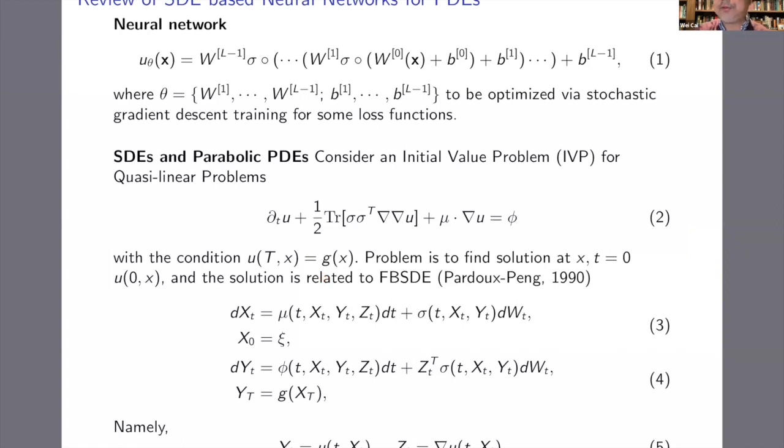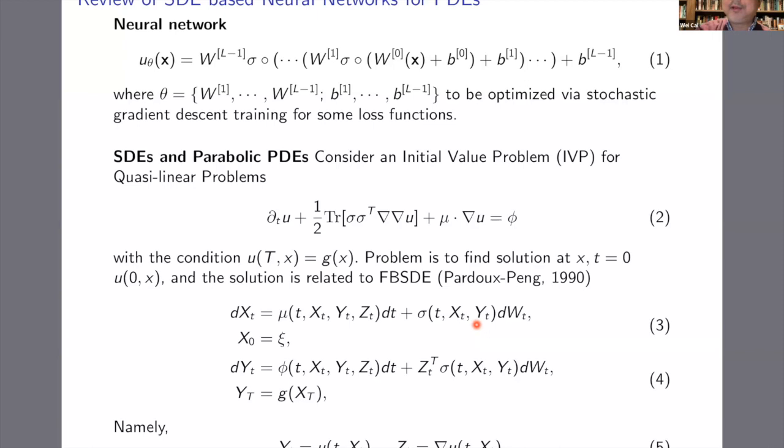The gradient of U is Z. So this is a forward SDE, this is a backward SDE, with the coefficients appearing in this PDE, sigma and mu. You can see this formulation is for very general quasi-linear PDEs. And so if you have sigma also depending on the solution, Y is U basically. And so this is a very powerful connection.